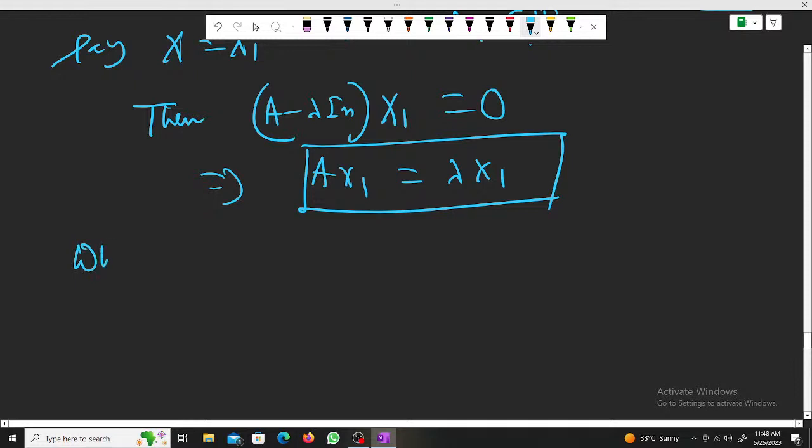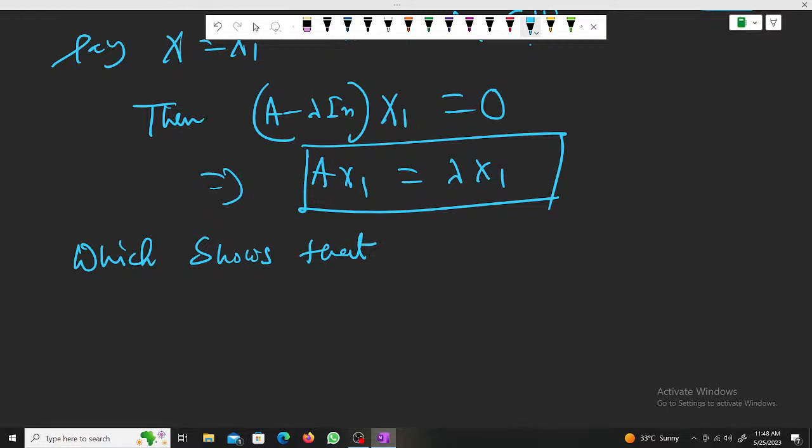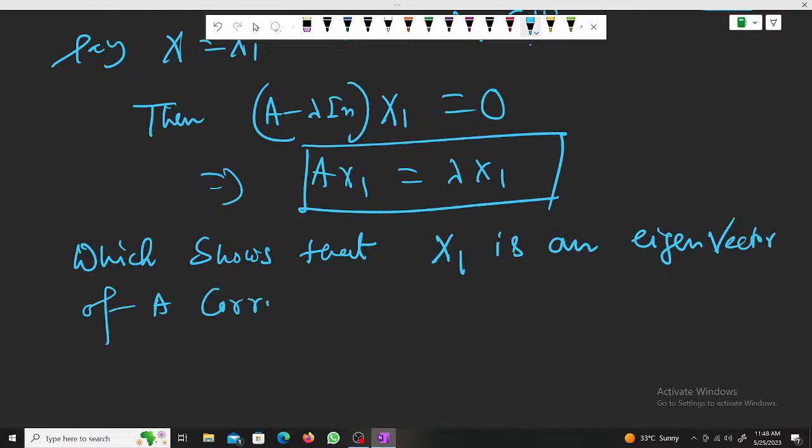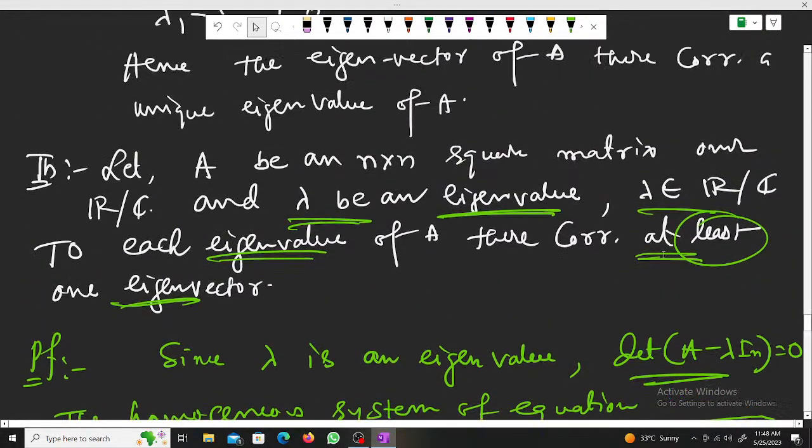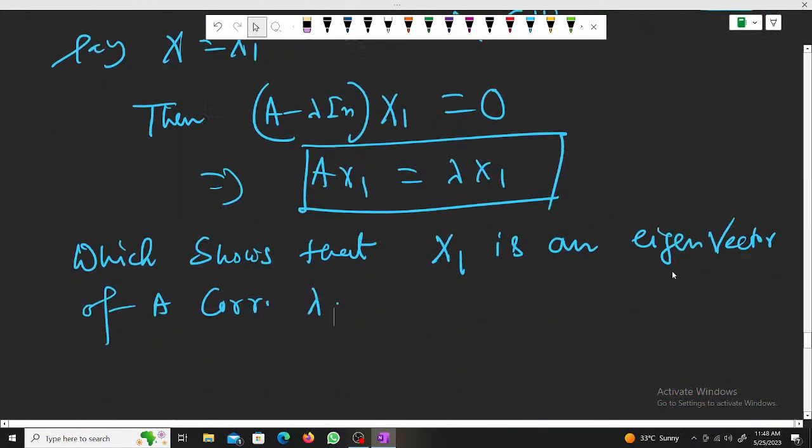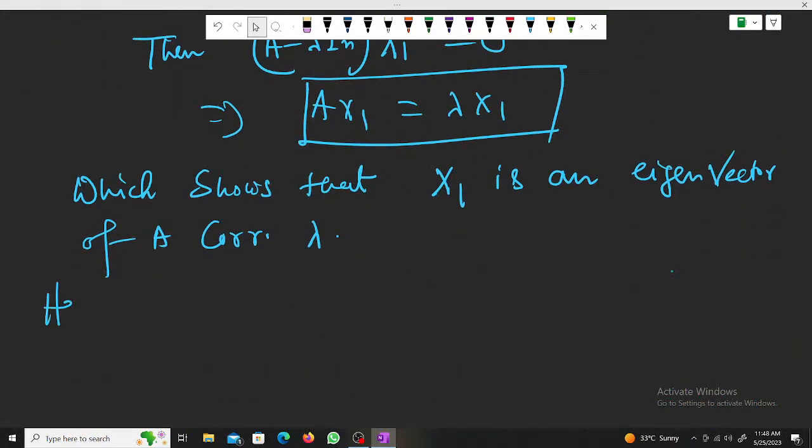which shows that x1 is an eigenvector of the matrix A corresponding to the eigenvalue lambda. Right? At least I will get an eigenvalue. I just stated that in the statement, and I extended it. Hence the theorem is completely proved.